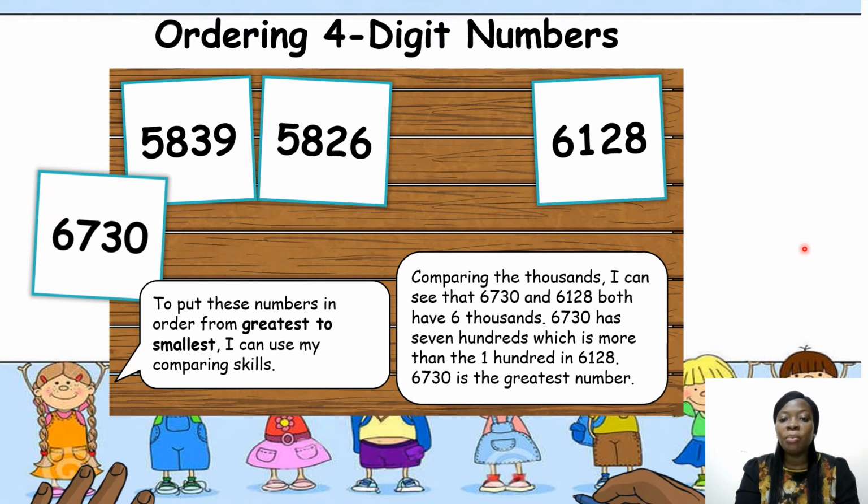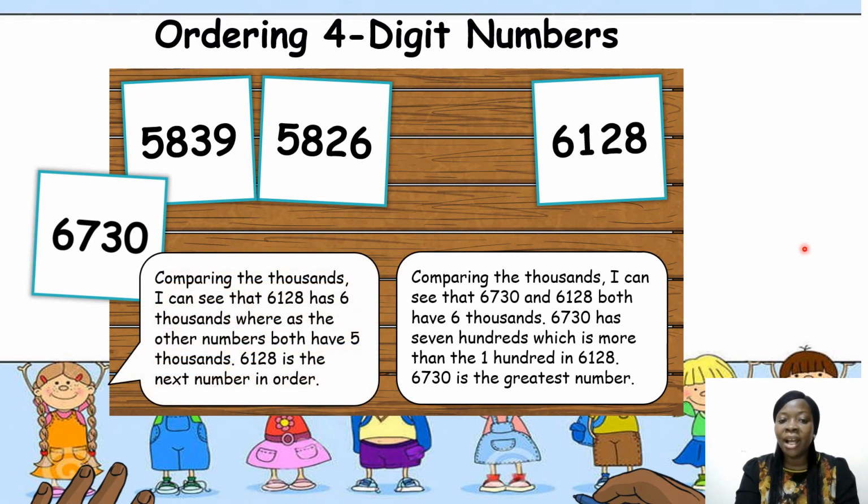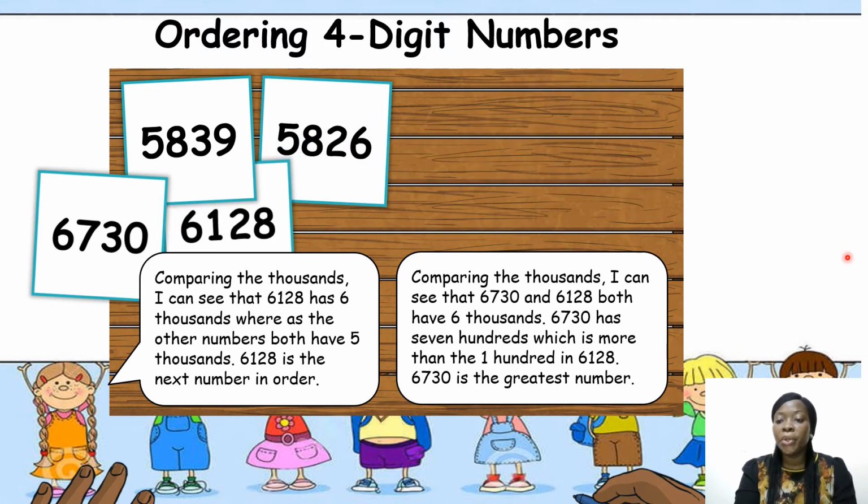Now, followed by which number? Comparing the thousands, I can see that 6,128 has 6,000, whereas the other numbers all have 5,000 at the beginning. So the next number is 6,128. Now, what will be the next number?